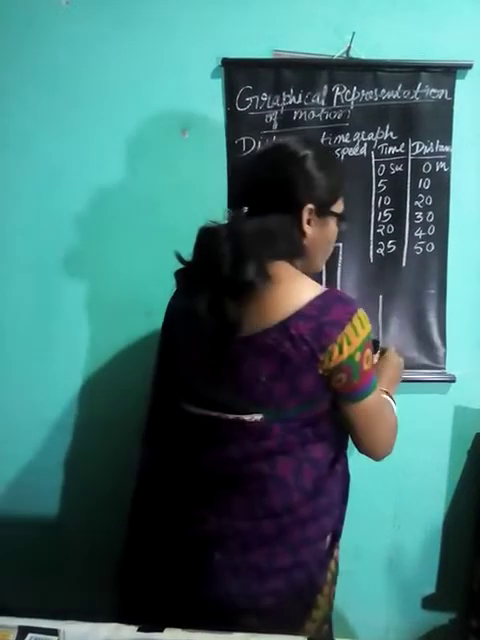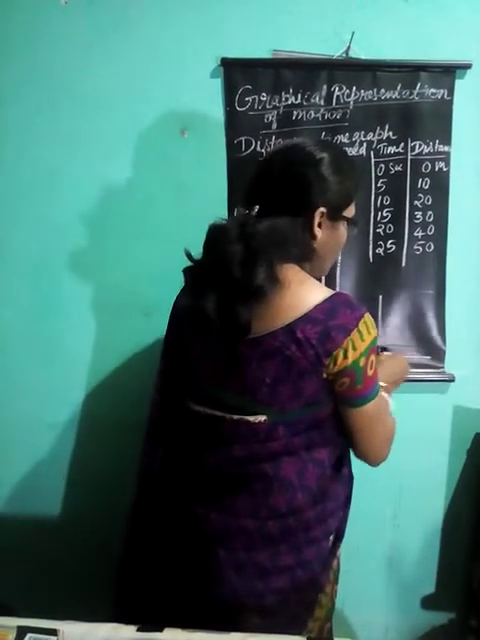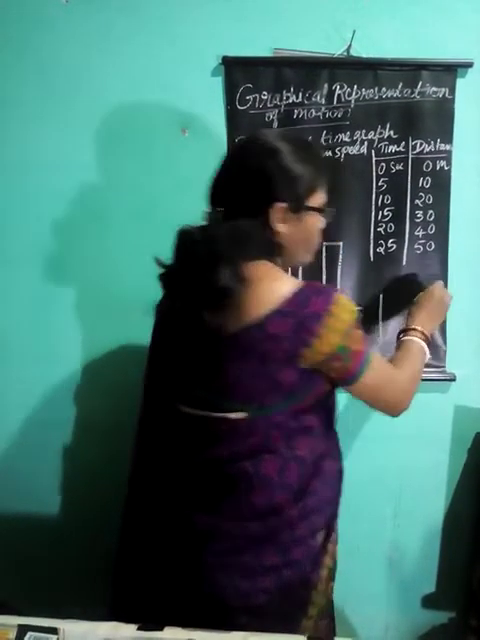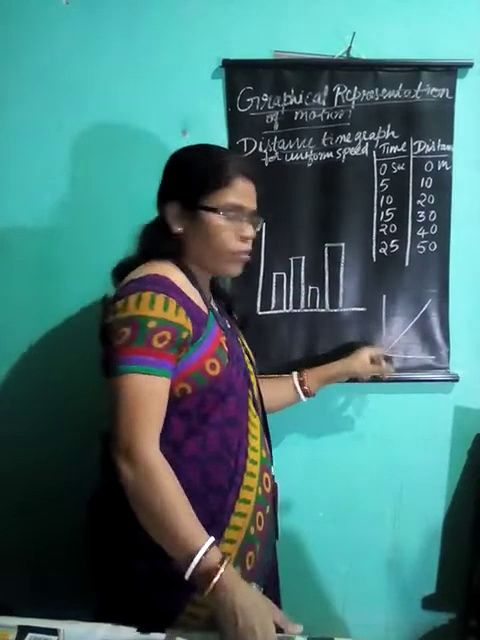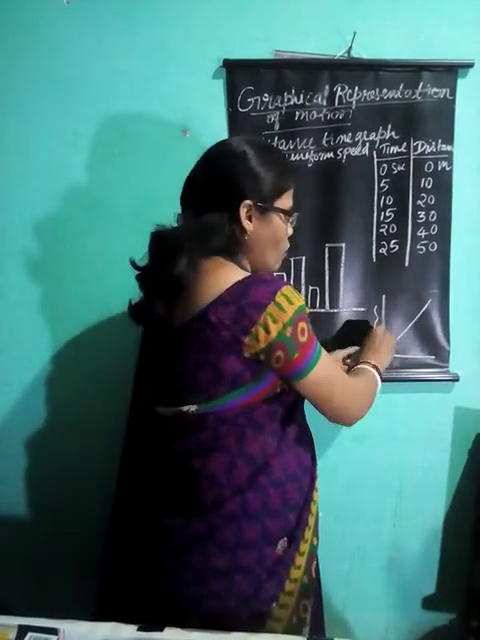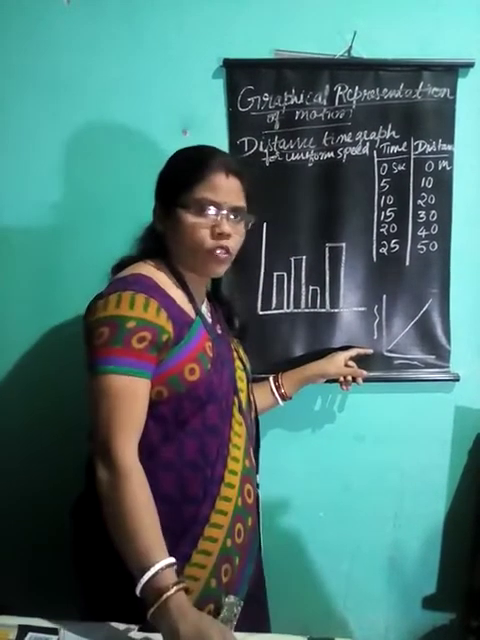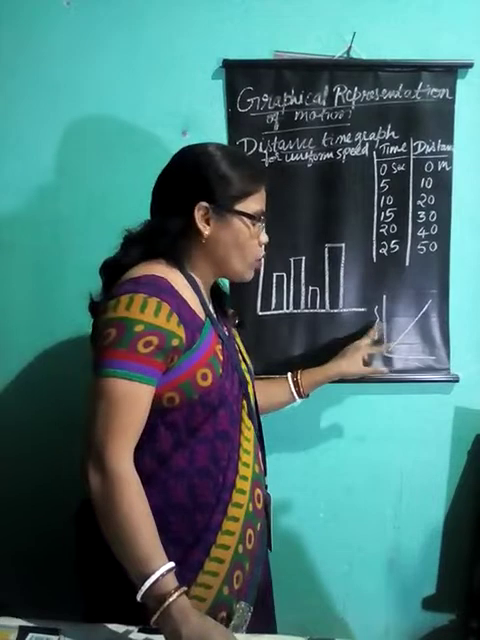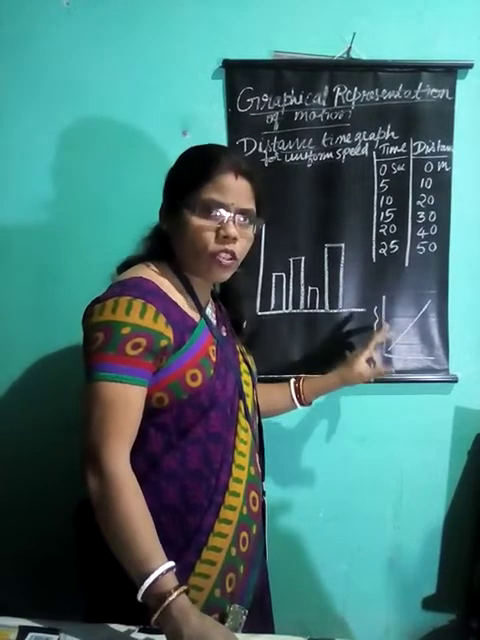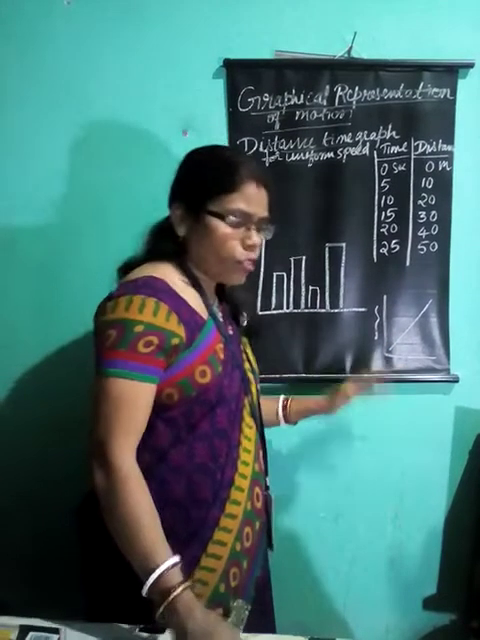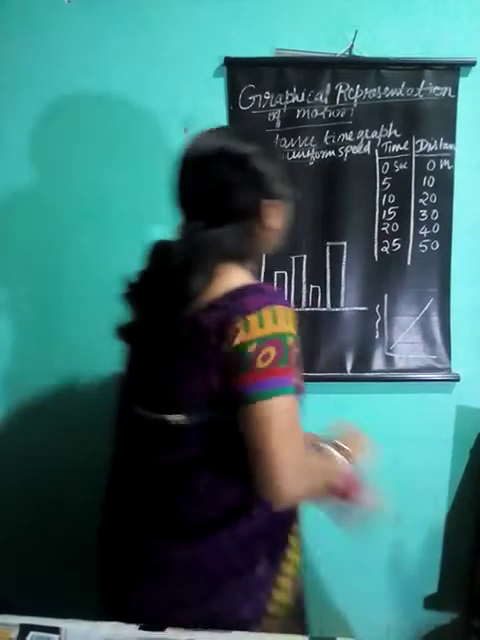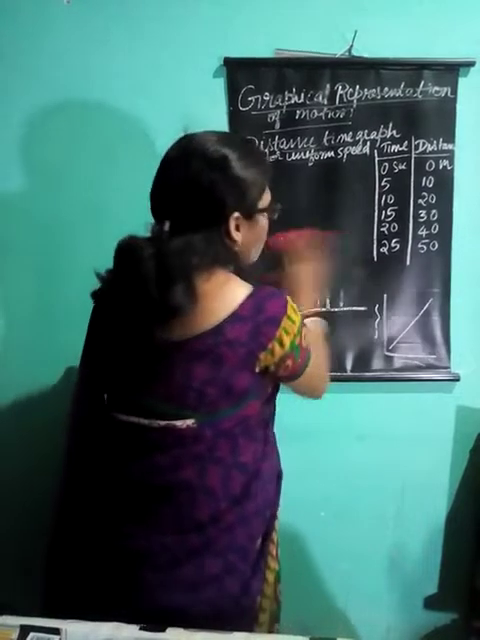Another graph which you will be studying in mathematics, or you must have studied, is this, which is called a line graph. Here in a line graph, you will have one quantity and you will have another quantity here. It shows the relationship between these two quantities. Such graphs are called line graphs. Now today we will see the graphical representation of motion.